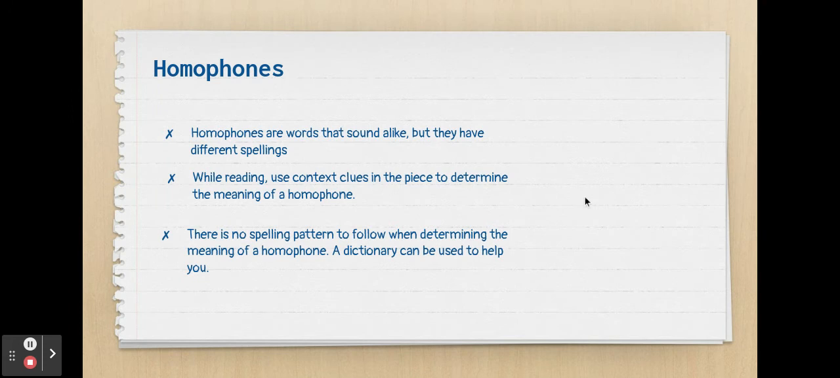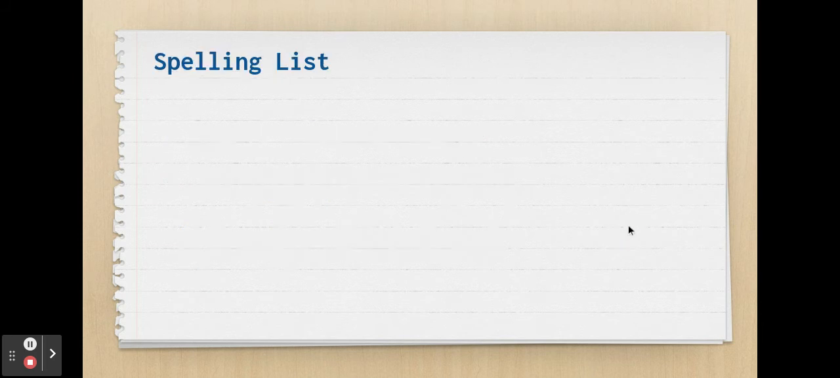So a homophone, we've talked about before, are words that sound alike, but they have different spellings. So while you're reading, you'll have to use the context clues or the words around the homophone in the piece to determine the meaning of a homophone. Unfortunately, there's no spelling pattern to follow when determining the meaning of a homophone, but you can use a dictionary to help you. So let's go through the words. I have paired them together so that we can talk about the different meanings and show you the homophone pairs.